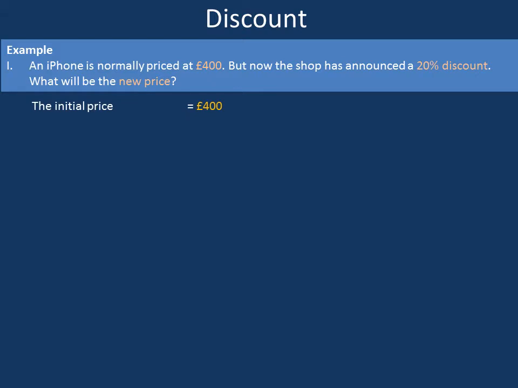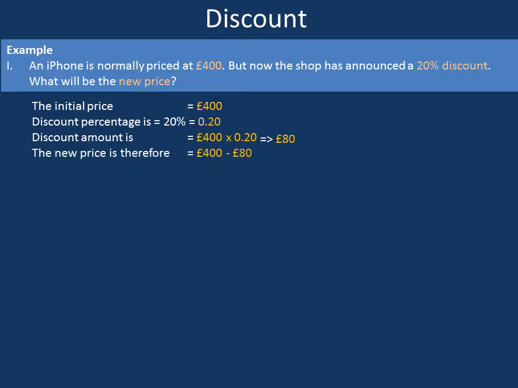Now the initial price is 400, and if you write 20% as a decimal, it's going to be 0.20, and if you multiply that with 400, it will exactly show you the 20% discount, which is going to be £80. Now if you take off that £80 from our initial price, which is 400, then it will give you the discounted amount, that is £320, and that is our answer. So if you reduce the amount of £80, which is 20%, you will have a new price after discount, which is £320.